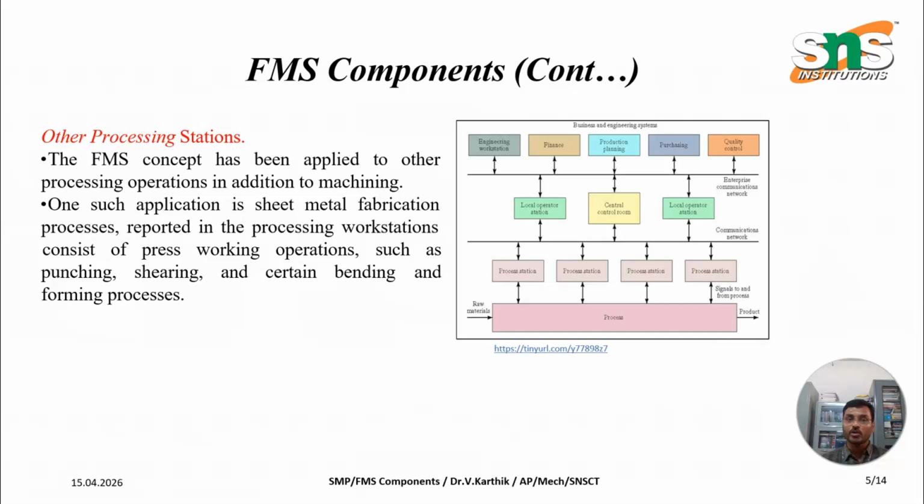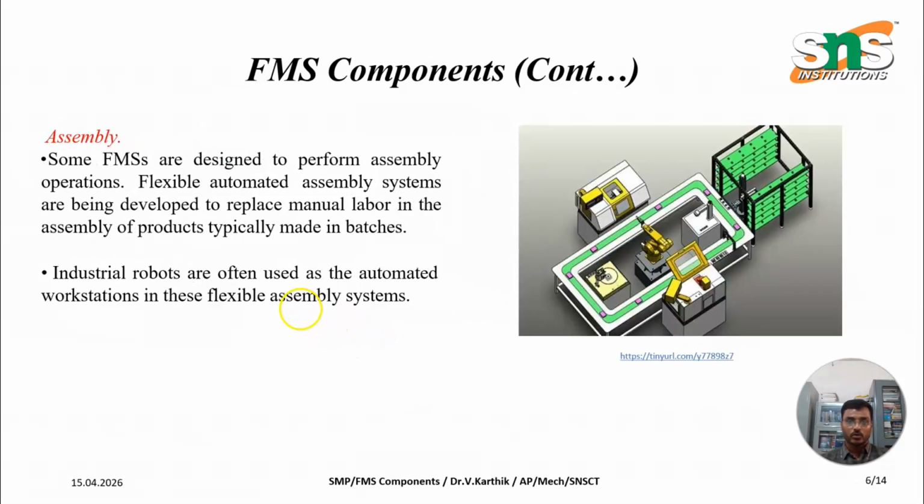This is what the smart manufacturing system, or additive manufacturing system, or rapid prototyping in mechanical terms, is about. These are booming in this era because all components will be made error free, and we can easily retrieve the data and rectify where the mistakes were made. This is about other processing stations.